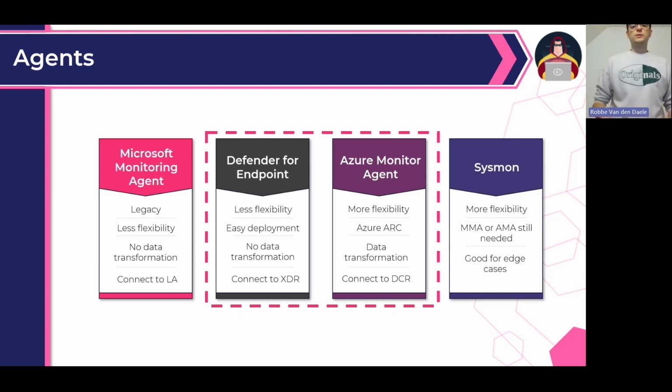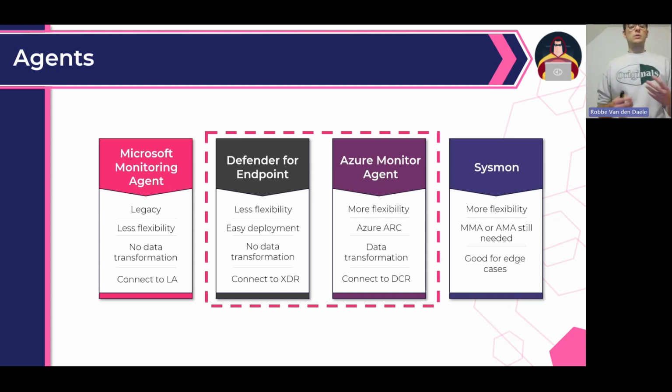The second one is Defender for Endpoint. You can actually use Defender for Endpoint, and you already have a lot of data with it if you want to. There is less flexibility if you want extra data. It's kind of hard to accomplish with Defender for Endpoint. But it is an easy deployment, no data transformations, and it connects to Defender XDR.